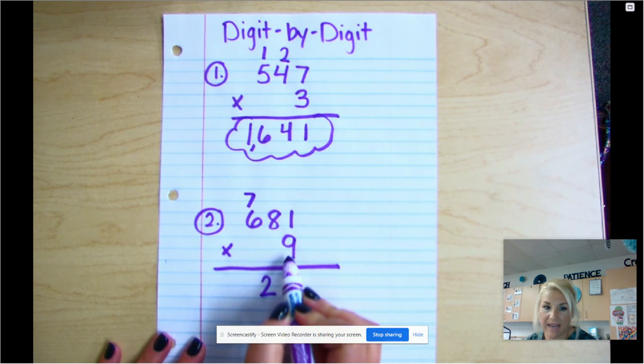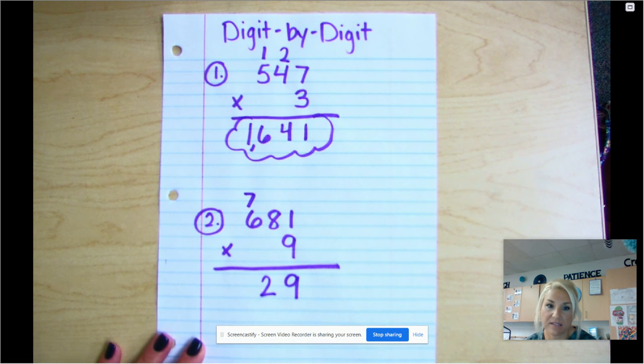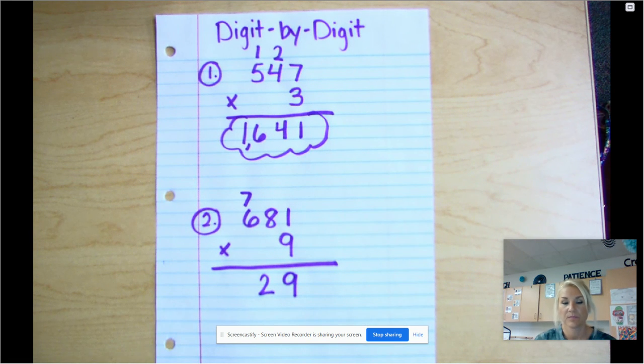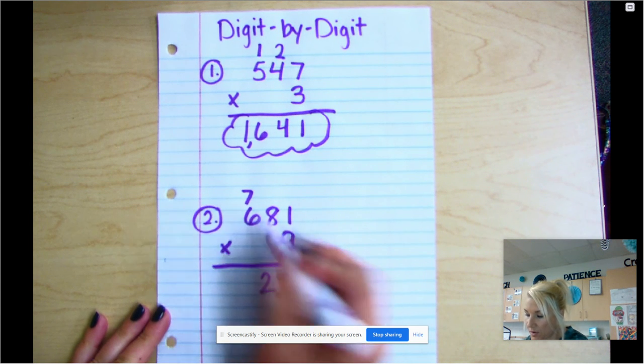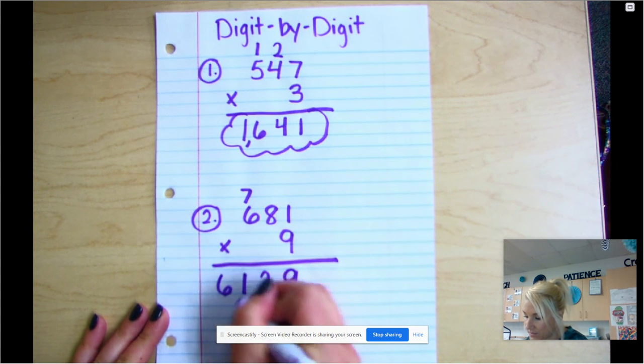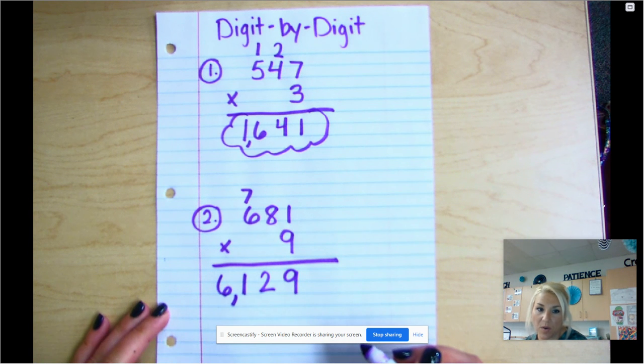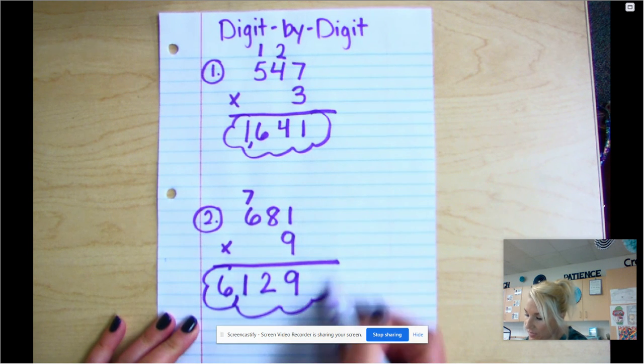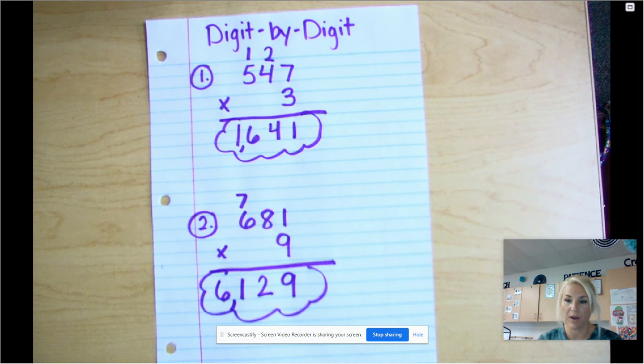Now I'm going to multiply 9 times 6, and 9 times 6 is 54. And then I have to add 54 in my head plus 7. Well, I know 54 plus 6 equals 60, and add 1 more, that'd be 61. So 9 times 6 is 54, plus 7 is 61. So my answer is 6,129, and we call the answers to multiplication problems products.